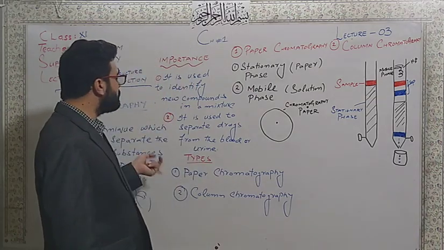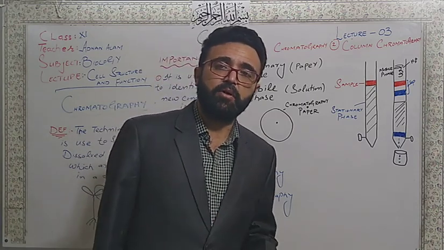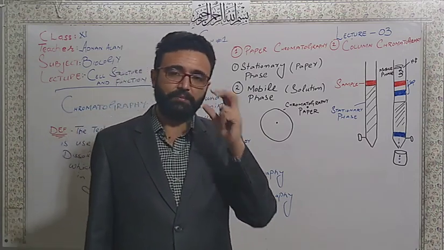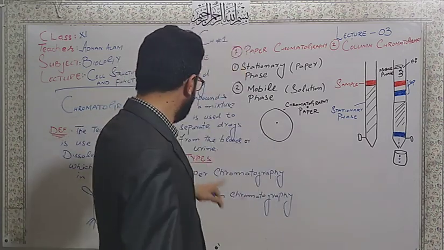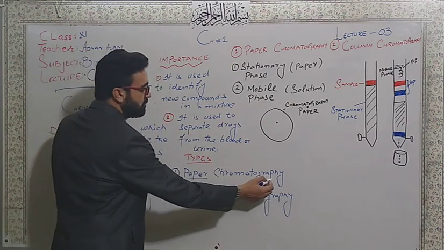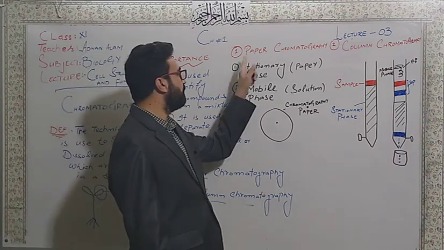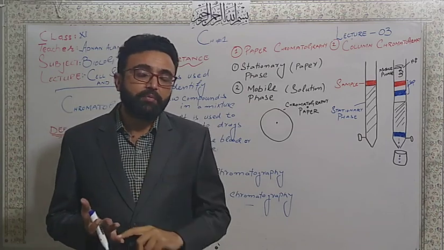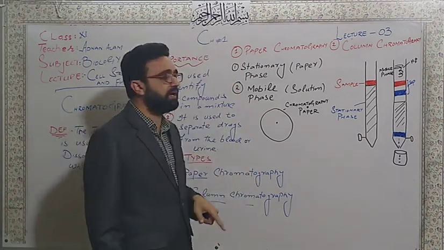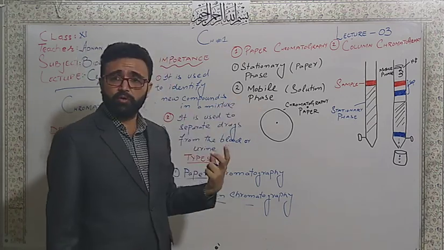Now, it is also used to separate drugs from blood samples and urine. It is very important that sometimes we want to separate different types of drugs from blood and urine samples. So this technique is very helpful. It's usually of two types: paper chromatography and column chromatography. First, let me tell you about paper chromatography. In chromatography, basically we have two phases. One is called the stationary phase, which is immovable, and another is the mobile phase, which is movable.